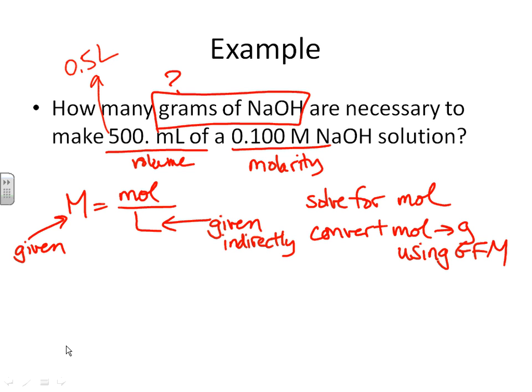0.5 liters, 500 mils, that's half of a liter, right, because a liter is 1,000 milliliters. So I'm plugging that stuff in. I've got 0.1 molar equals X moles over 0.5 liters. So that means that I have 0.05 moles of NaOH.